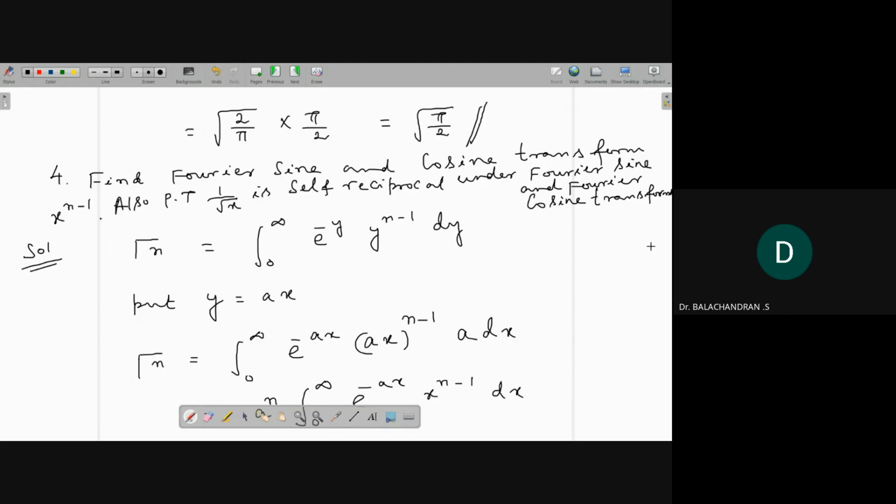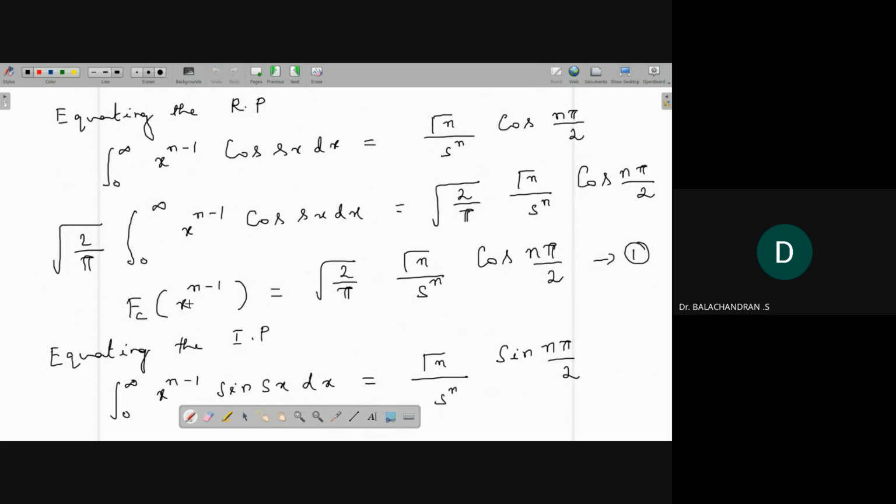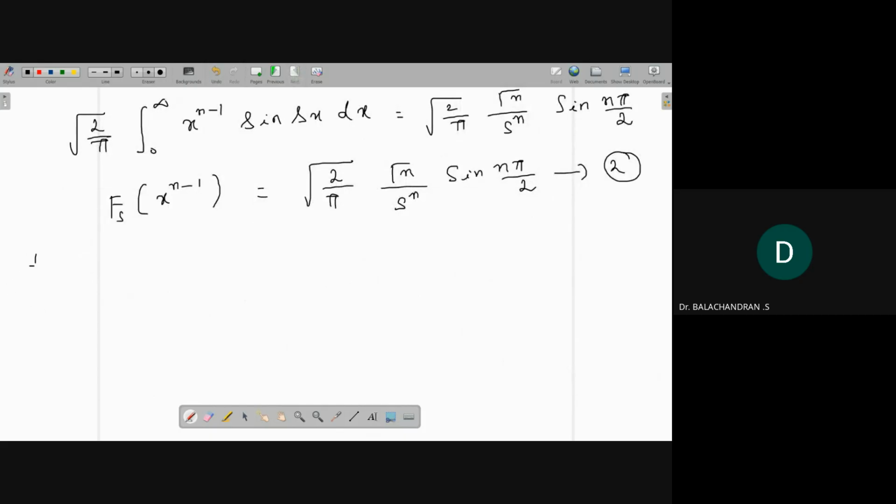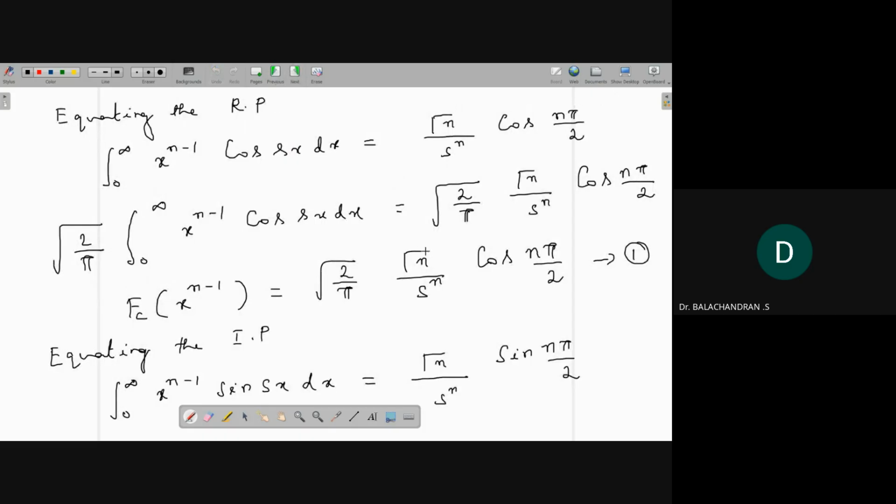Fourier sine and Fourier cosine transforms. Okay. So now, in equation 1, I am going to substitute n equal to 1 by 2, on both the left hand side and right hand side. So in equation 1, put n equal to 1 by 2. Then we'll get Fc of x power minus half, or you can write 1 by root x, which is equal to root 2 by pi into gamma of half.